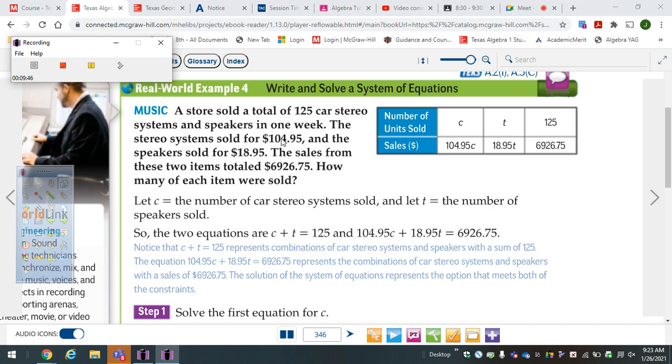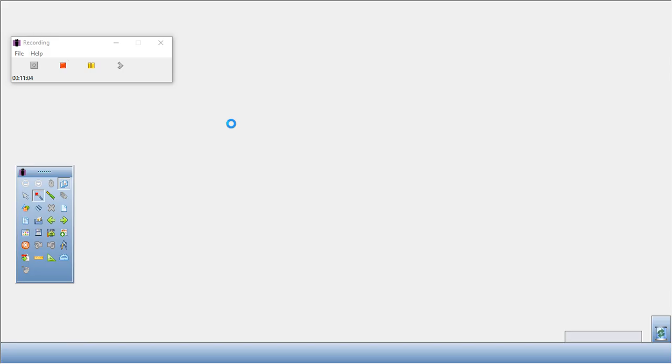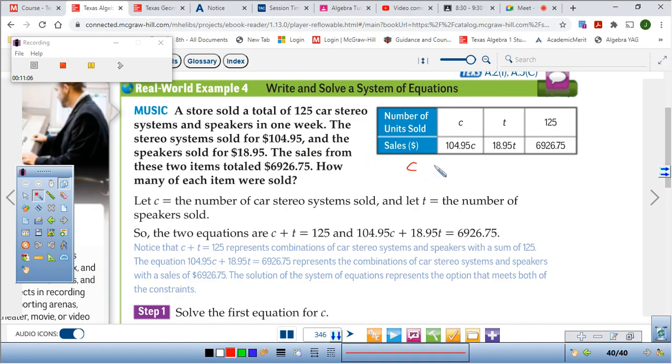Okay, so when it comes to numbers, go with numbers. And now money goes with money. Well, what do you mean, sir? So C is the number of stereos. T is the number of speakers. So when it says a total, it's talking about the stereos and the systems. Well, then basically you're going to have an equation that reads like this. C plus T is equal to 125. Let's see if that makes sense.